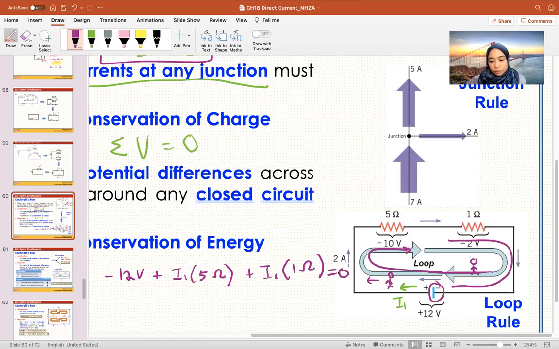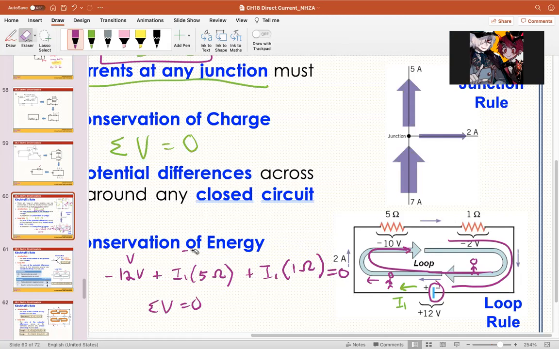Okay, so the loop rule tells you that the sum of V is equal to 0. This is V, this is IR, and IR is also a V. This is also IR, which is a V. So these are actually the sum of voltages in your circuit. Okay?